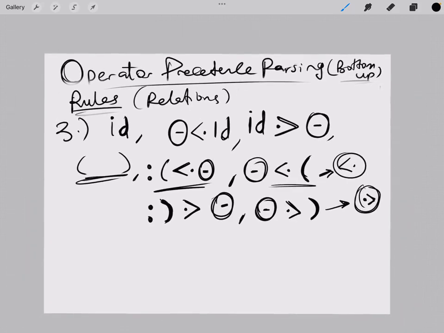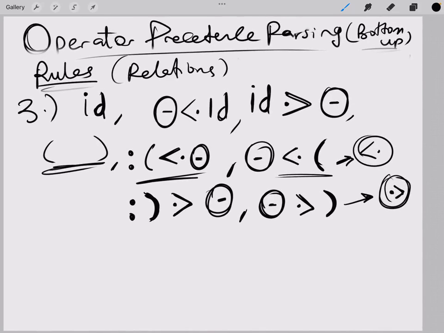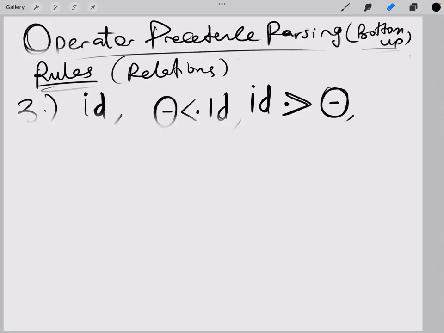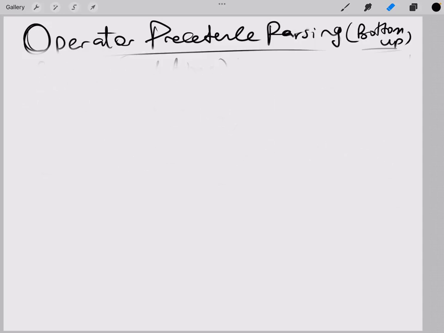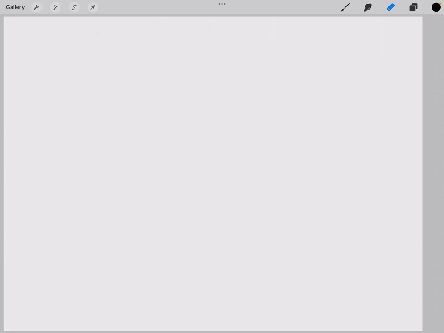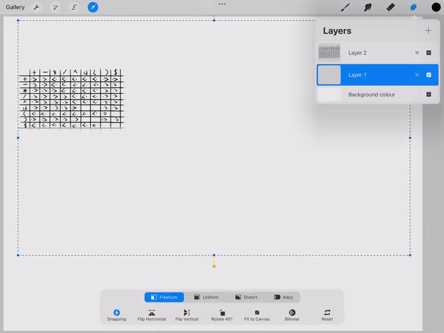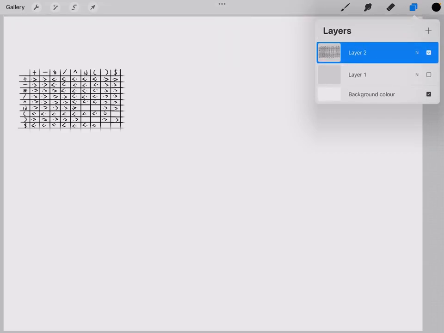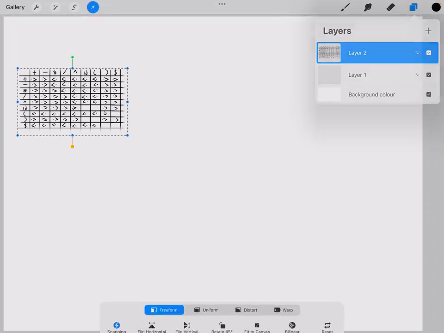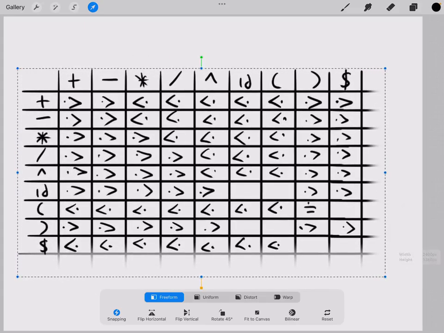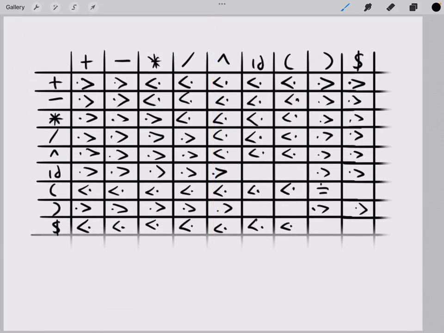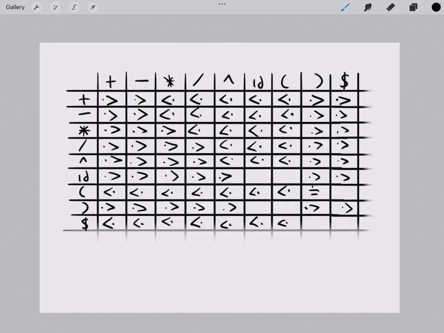Then usually we have tables that we work with. Now take a look at this table. Let me scale it up and show. There are some assumptions to be made on this table. It looks overwhelming at first, but let me just break it down.